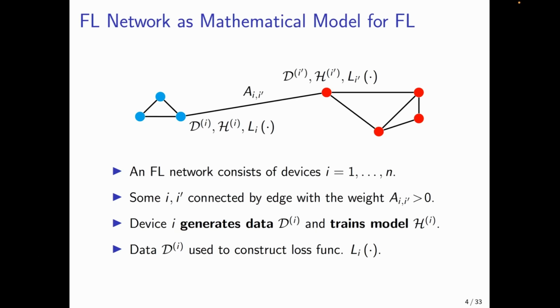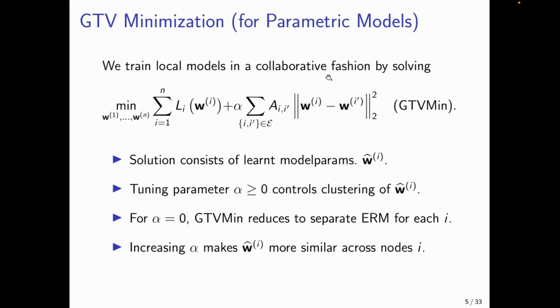Each device can generate data and has the computational ability to train a model. And how do we train a model? Well, if we have parametric models, then we solve GTV minimization in this form here, which means we minimize the sum of local loss functions plus alpha, a regularization parameter, times the sum over edges. The sum over edges here is what I call generalized total variation, or you can also call it total variation.